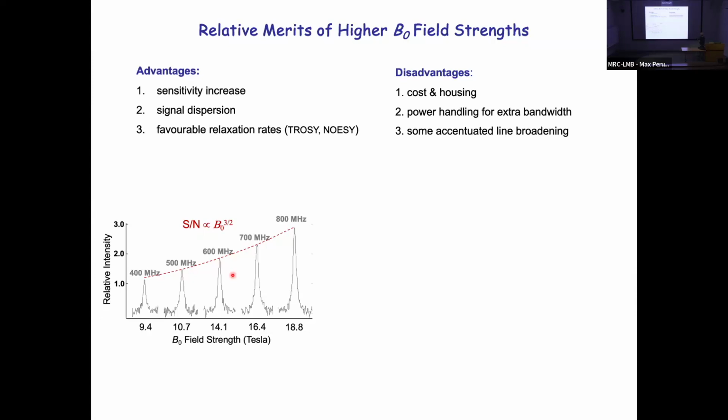We see an advantage of signal to noise going up as the power of 3/2 of the field strength. So we gain better than linearly by going to higher field strength. We get increased dispersion of signals, so we are able to pick out different signals in the molecule much better as we go to higher field strength, and we get favorable relaxation rates that we'll come on to. The disadvantage is that it costs us a lot more money. The rule of thumb is we double the price of a machine by going up in field strength by 100 megahertz.